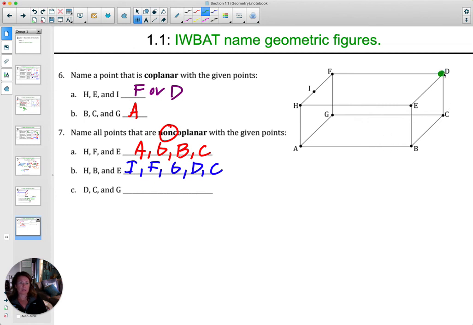DCG, so here's D, C, G. Those are all on that back plane. So what points are not on that back side? I, H, A, B, and E. So these front panel ones and then this side one.